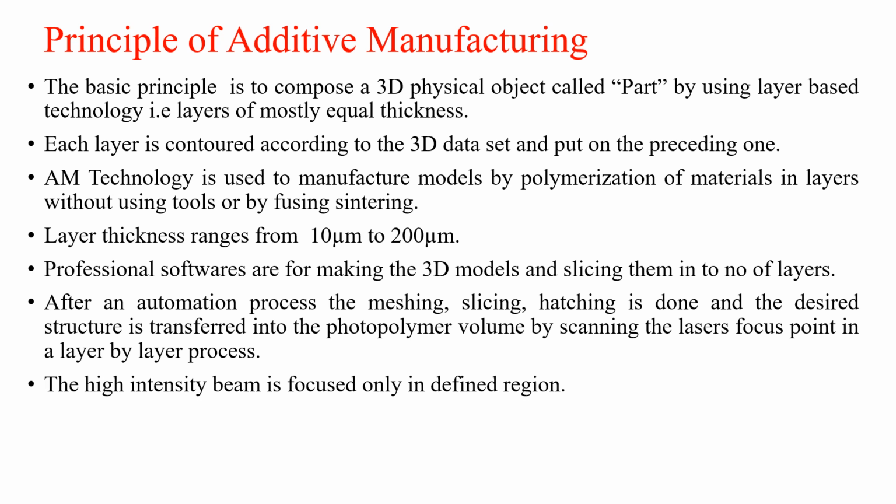Principle of additive manufacturing process. The basic principle is to compose a 3D physical object, called a part, by using layer-based technology, that is, layers of mostly equal thickness. The thickness of this layer can vary from 10 micrometer to 200 micrometer. The thickness can be kept constant or it can be varied from bottom to top using some professional software.